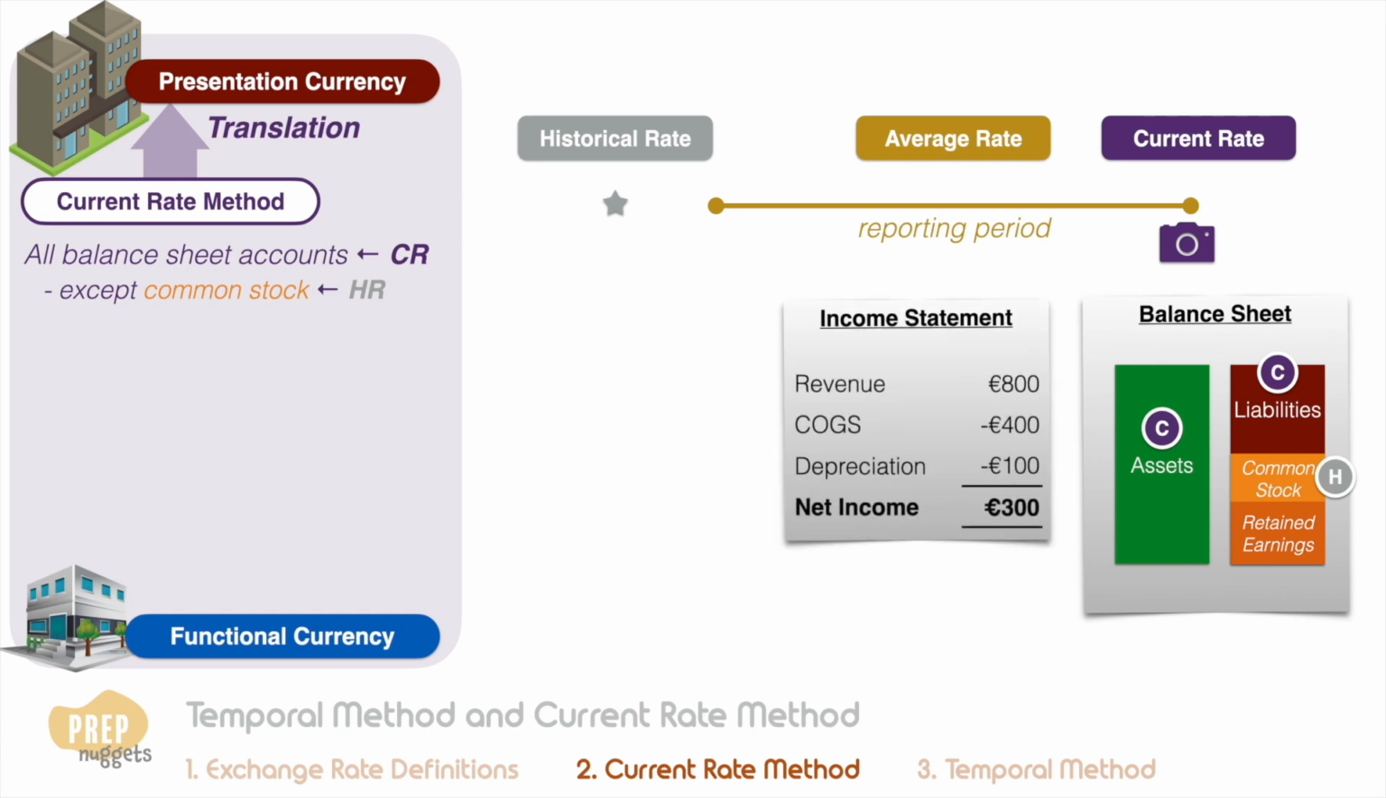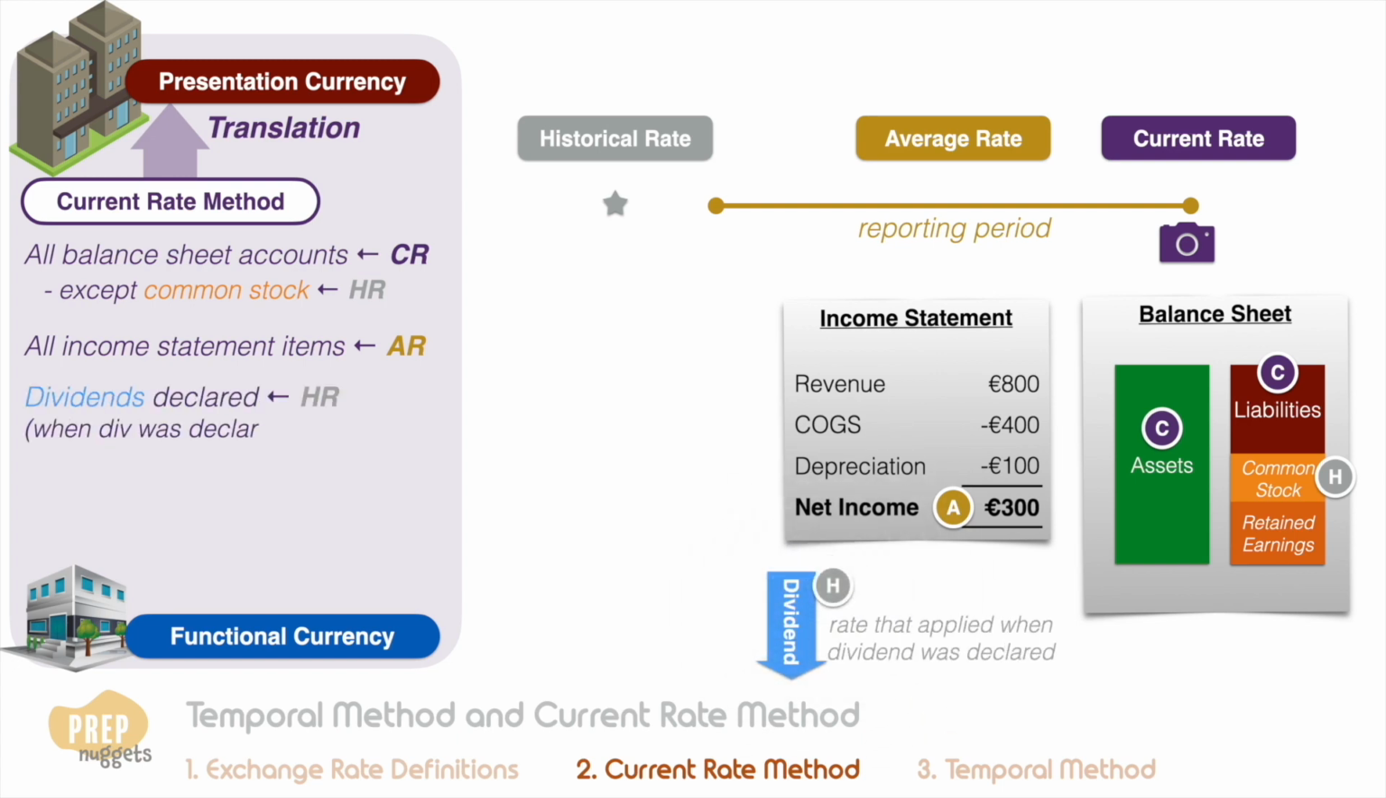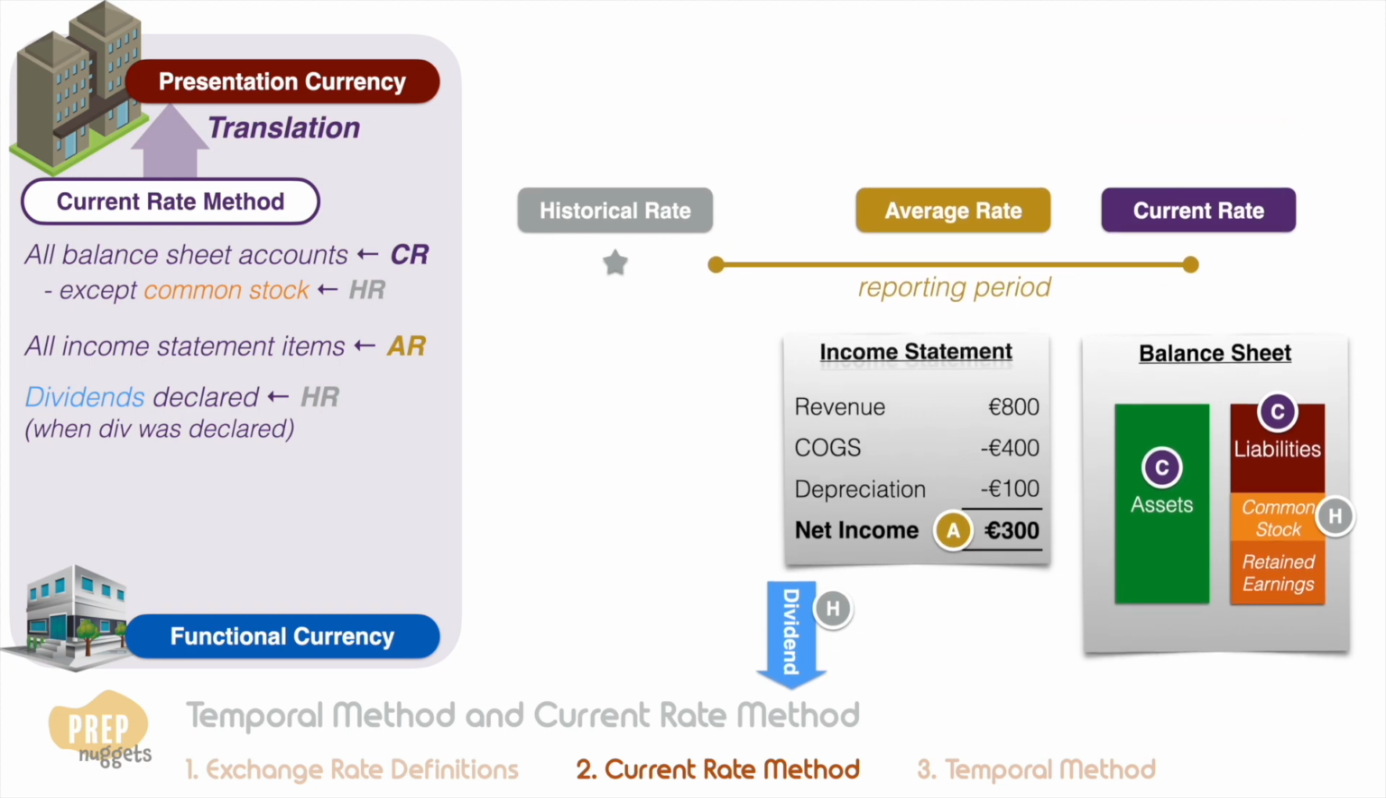The income statement, on the other hand, tabulates all the transactions made during the reporting period. As such, the most appropriate rate to use is the average rate. Under the current rate method, all income statement items are to be translated at the average rate. If dividends were declared during the reporting period, they are to be translated at the historical rate that applied when they were declared. Now let's see how this works.